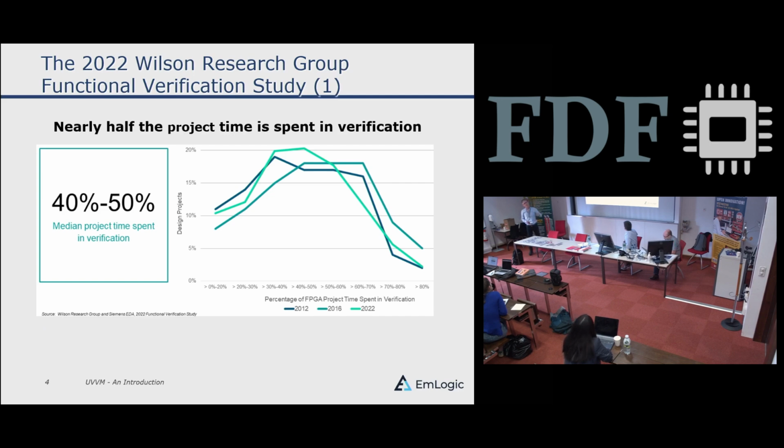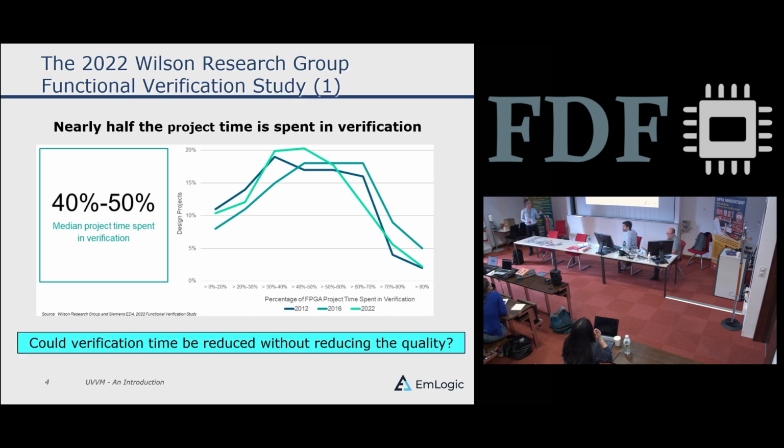So I guess some of you have seen this before. It's from the Wilson research showing that nearly half of the project time is spent on verification. That's a long time. And of course, the more complex and the more safety related, the more mission critical it is, the more verification you have to do. And the question here is, could verification time be reduced without reducing the quality?